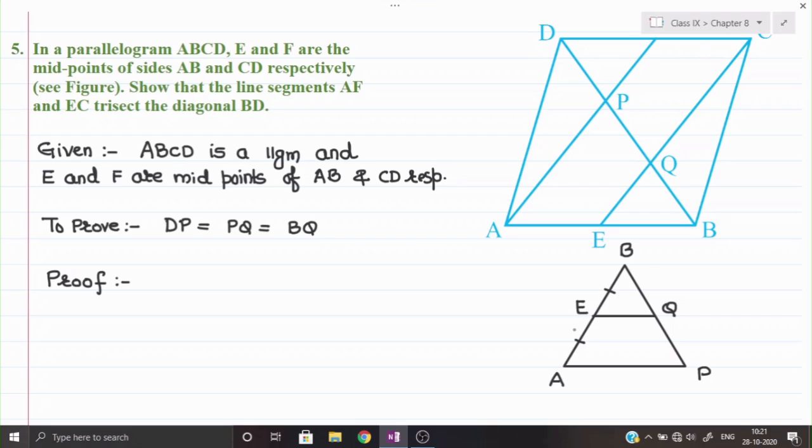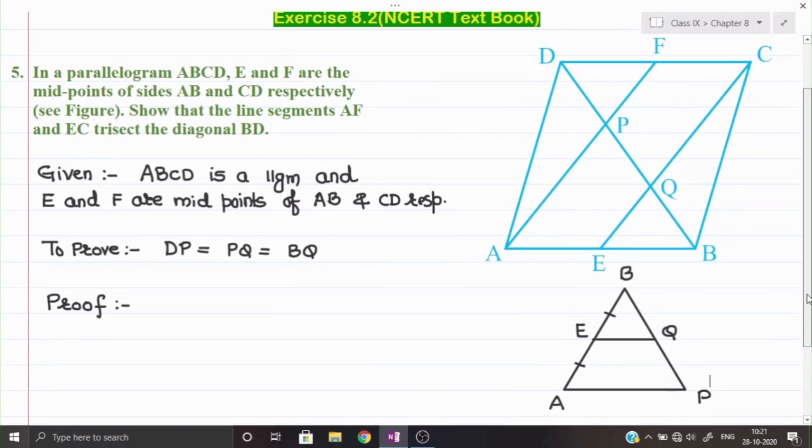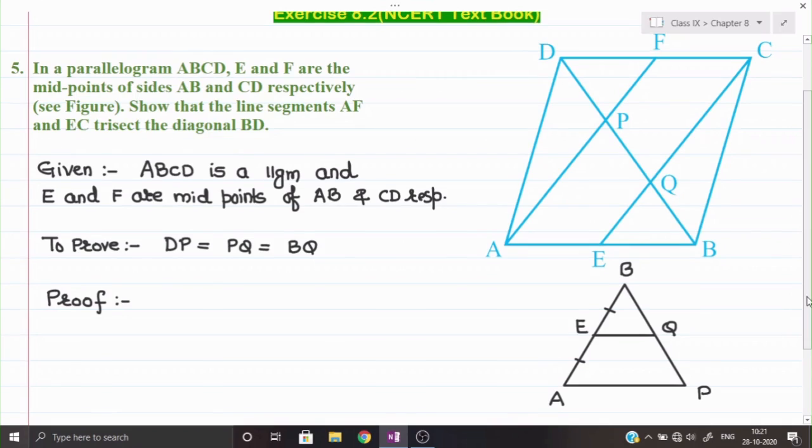However, we have been given that ABCD is a parallelogram. So AB and CD are parallel, AD and BC are parallel. If we take this particular triangle right now, we are going to stop because EQ and AP are not parallel. So let us see how we can prove that EQ and AP are parallel. First, we shall write it down in the solution.